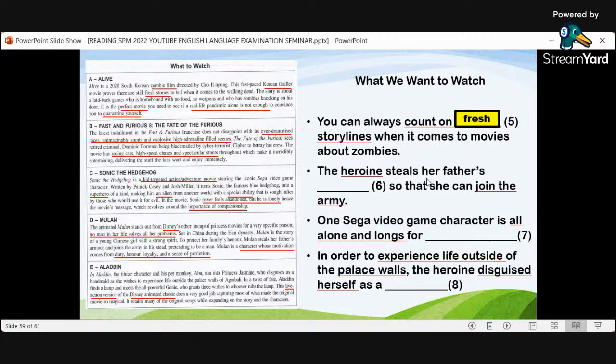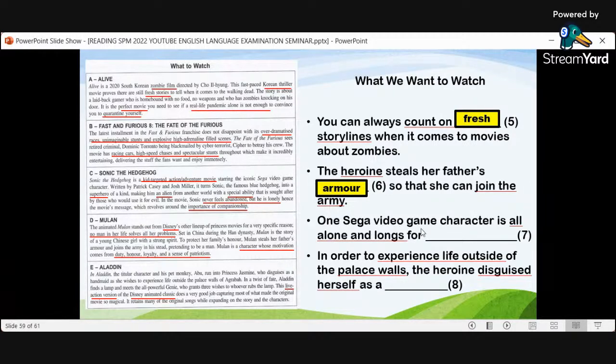Okay? The heroine steals her father what so that she can join the army. If it's army, the story is, if I'm not mistaken, Mulan. Alright? Very specific reason. Mulan is a story of a young Chinese girl with a strong to protect. Mulan steals her father's armor so that she can join the army. It's straightforward there, so answer is armor. Spelling must be correct. Please don't have spelling mistakes when the words are from the text.